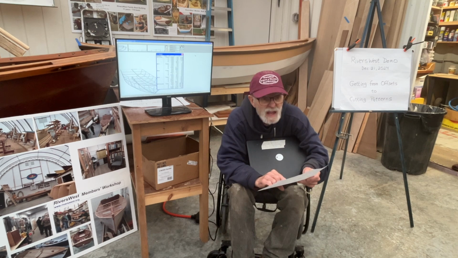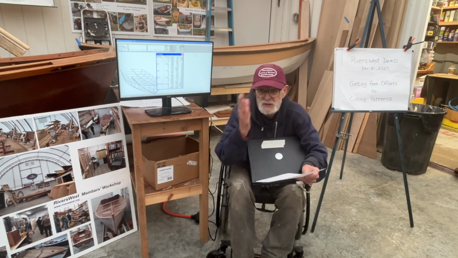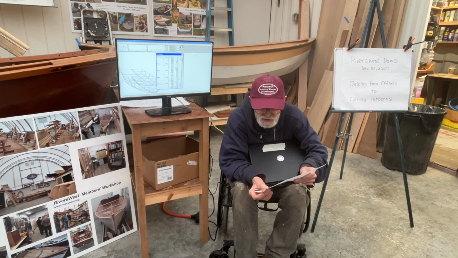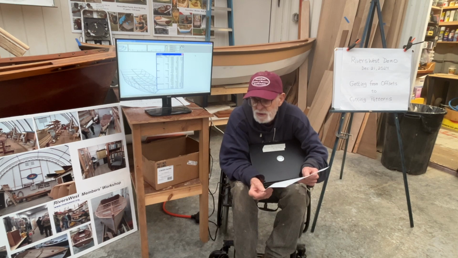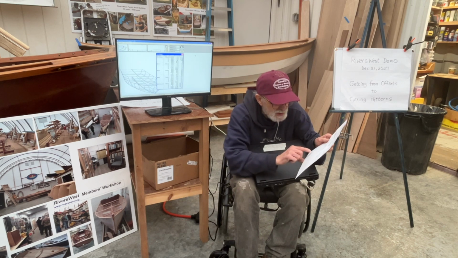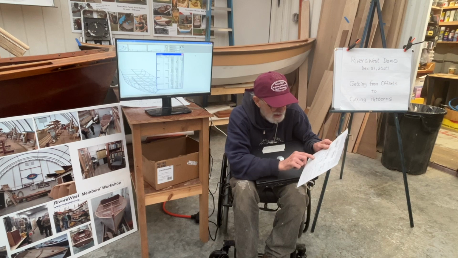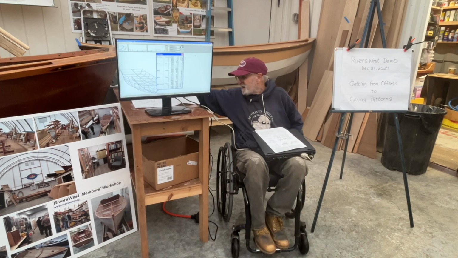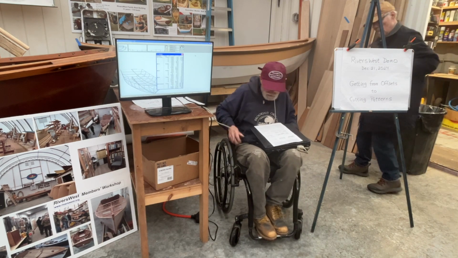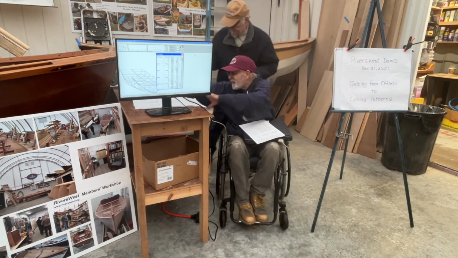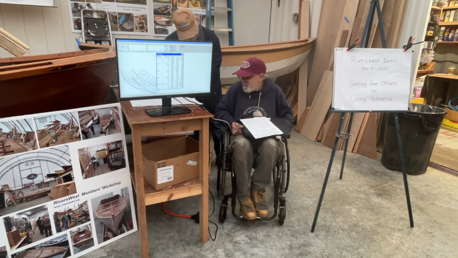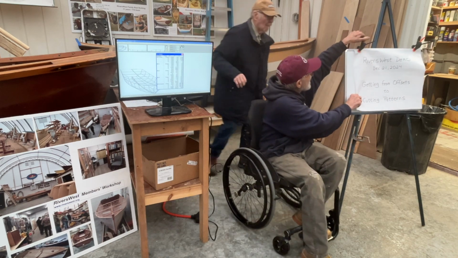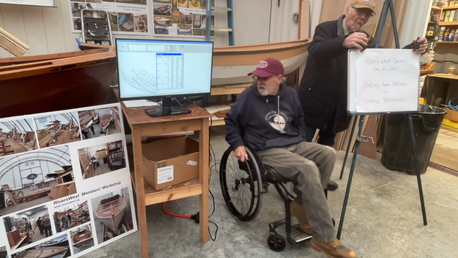You've got station A. I don't know why they numbered A. That's your bow. You got station 0, 1, 2, 3, 4, 5, and S. S is your stern. And if you look at the top line, you've got water line to shear. Go ahead and get rid of that.